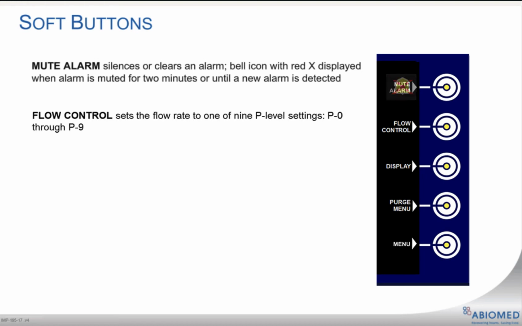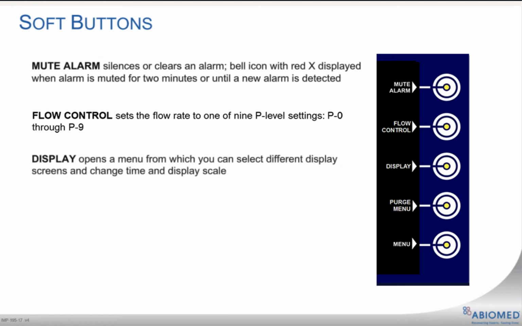Flow control allows you to set the flow rate to one of 9 P-level settings, P0 through P9. The auto setting is not an option for the Impella 5.0 or Impella LD catheter. Display opens the display menu for viewing waveforms and navigating to other display screens.